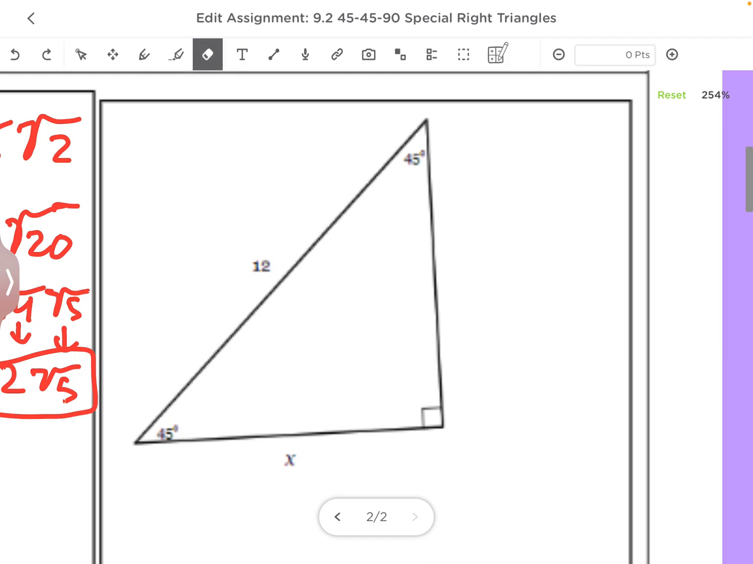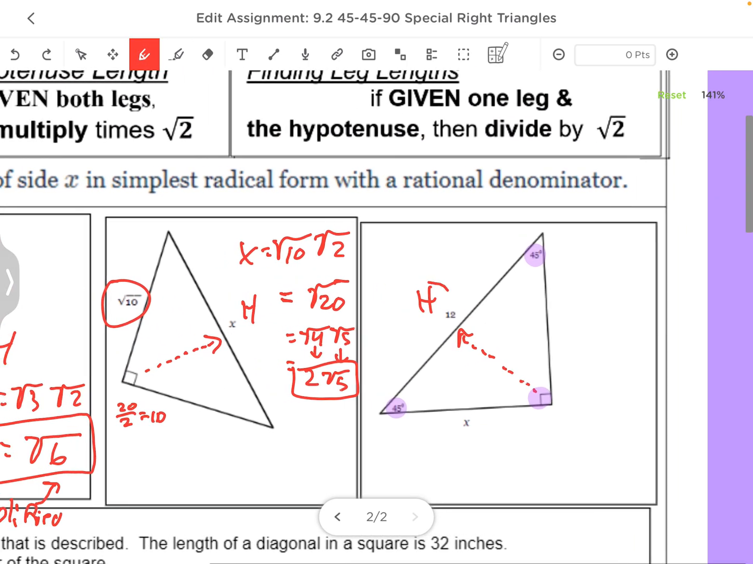At least try to set it up. All right, so let's look. Where's our hypotenuse? That's our hypotenuse right there, right? And it's a 45-45-90 special right triangle. If we're given the hypotenuse and we're trying to find the leg, we need to divide. So x is equal to our hypotenuse of 12 divided by the square root of 2.